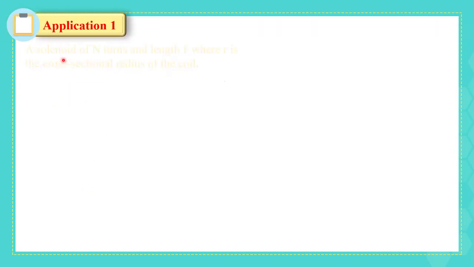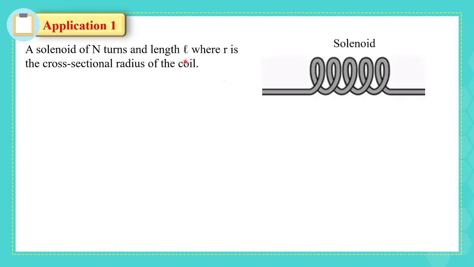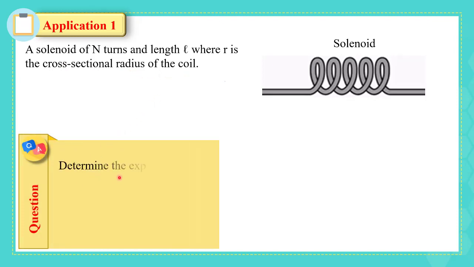Now let's solve application 1. A solenoid of N turns has a length L where R is the cross-sectional radius of the coil. Determine the expression of the inductance L of the solenoid.